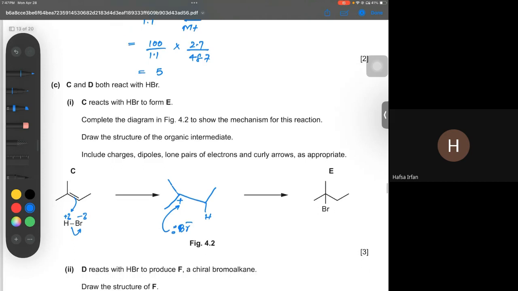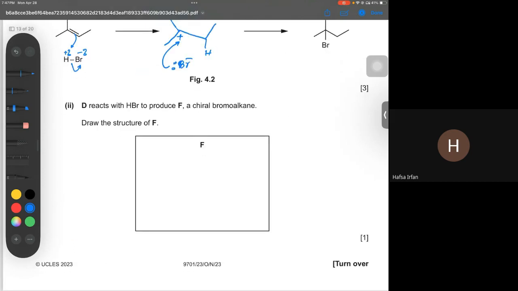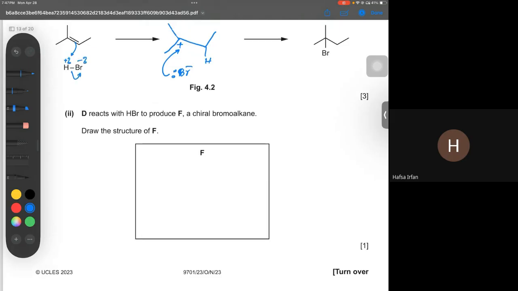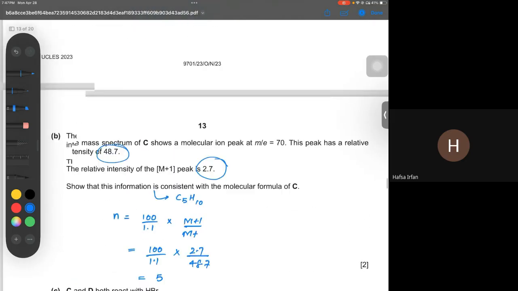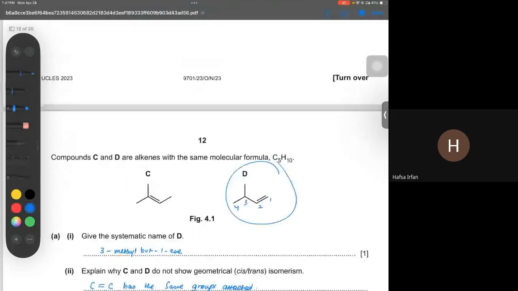It's very simple. D reacts with HBr to produce F, a chiral bromoalkane. Draw the structure of F. This is the structure for D.